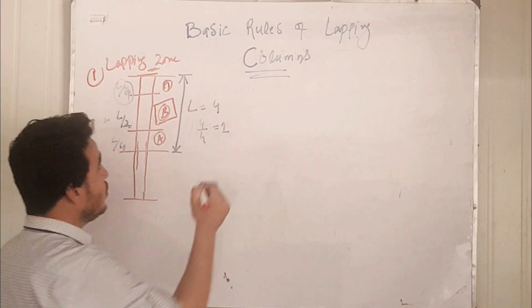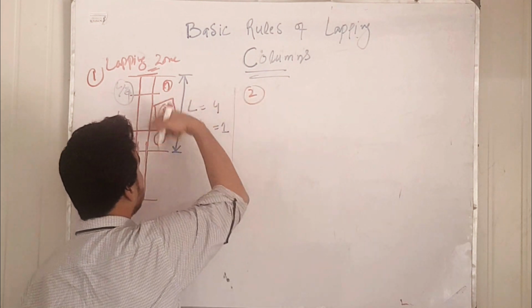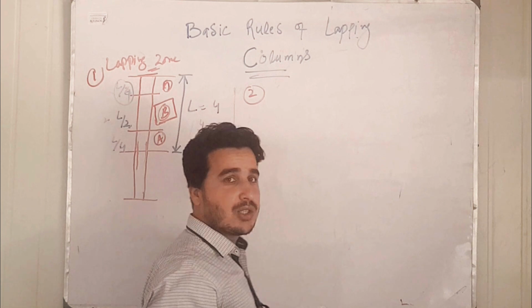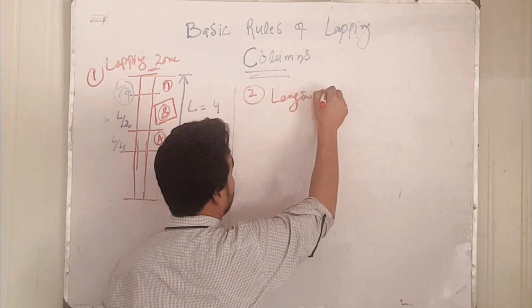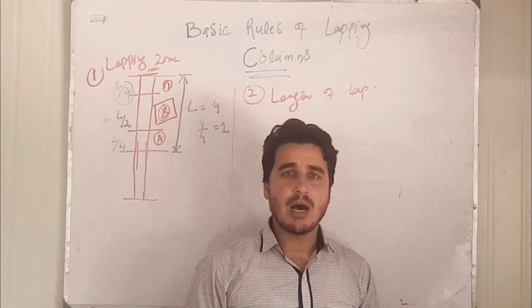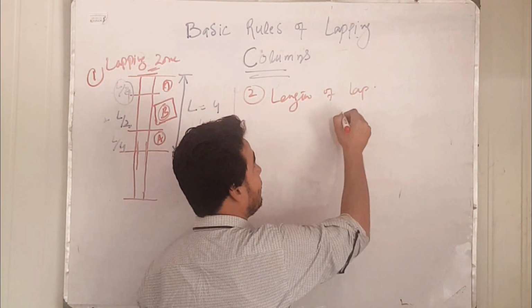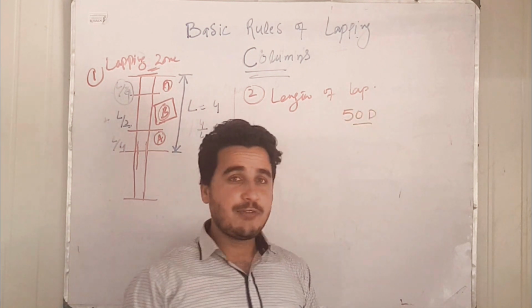Rule number 2 for lapping of columns is the length of this lap. So, the length of lap. Now we all know the length of the lap shall be 50 D. Okay, but 50 D, what does that mean?